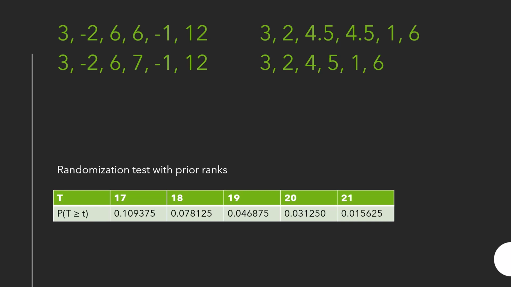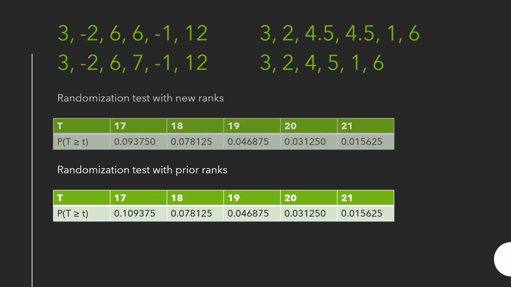Now we're going to do a randomization test, and what happens is we end up with a different probability table. Much of the table looks the same as it did before, but notice the test statistic with a value of 17. When we did not have ties, we had 0.109375. When we do have ties, we have 0.093750. So the probability has changed, but it is still an exact probability, this time an exact probability based upon the fact that we had two ties.